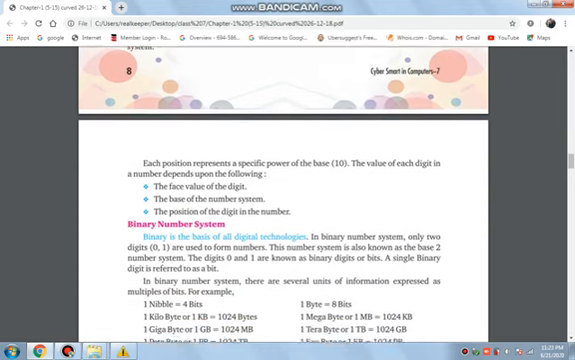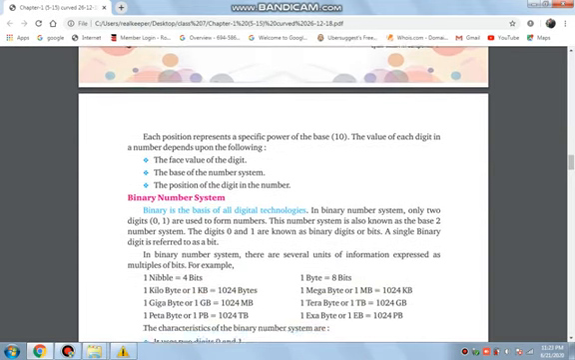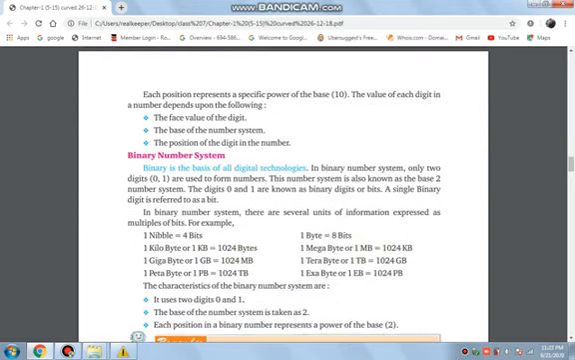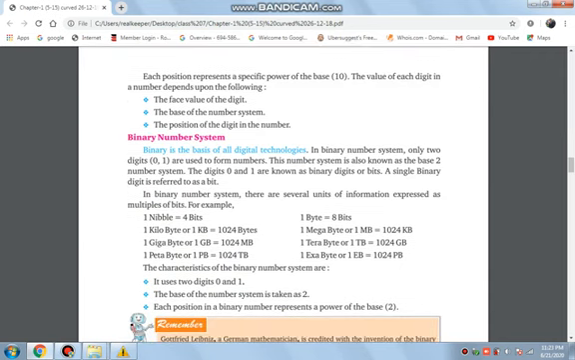Now I am talking about one of our favorites, the binary number system. Students, binary is the basis of all digital technologies. Okay, in the binary system we have two numbers, 0 and 1. So if we can see, we have only two numbers in the binary system. How many numbers a number system has is known as its base.